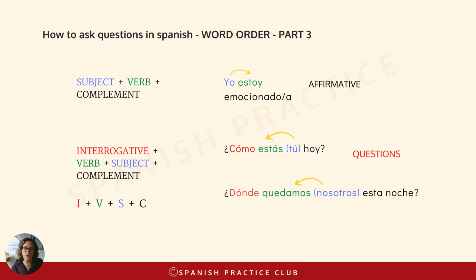And in the question, ¿dónde quedamos esta noche? Again, we have the elements. We've got the interrogative, where. We've got the verb, quedamos. Then we would have the subject, nosotros, which we can drop, and that's why it's in brackets again. And then we've got the complement, esta noche, tonight. Where do we meet tonight?